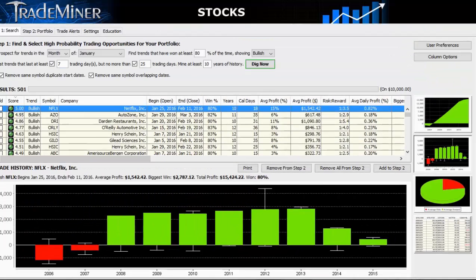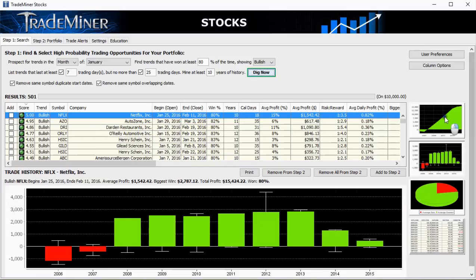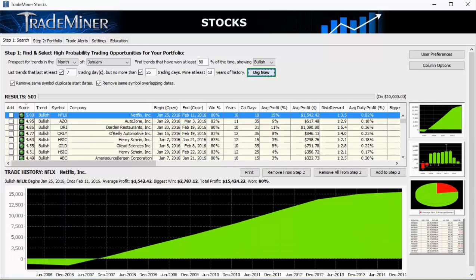Now, if you look over here on the right-hand side of TradeMiner, you'll see other chart options that are also available to us. These are actually buttons, so if you click on them, it will change the chart view down here in the lower window. This chart is the equity curve chart. Had you taken this trade or had traded this particular recommendation every year over the past however many years, in this example it's going back 10 years, this is what your equity curve would currently look like.